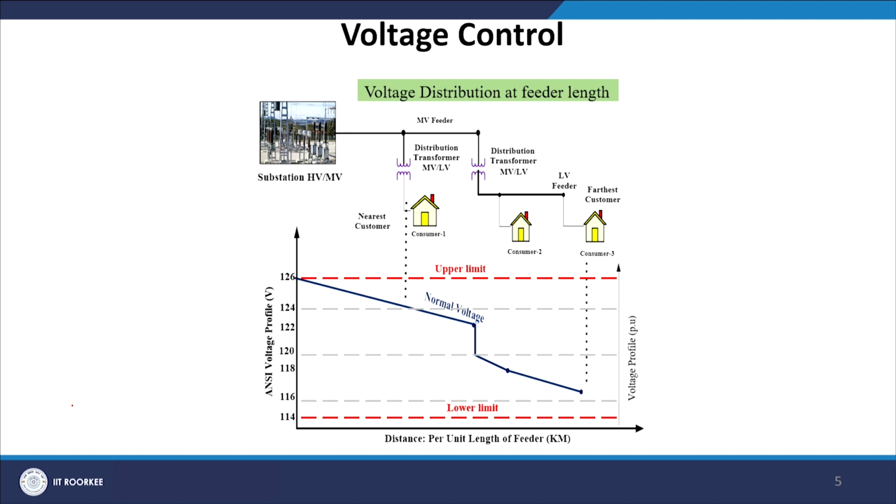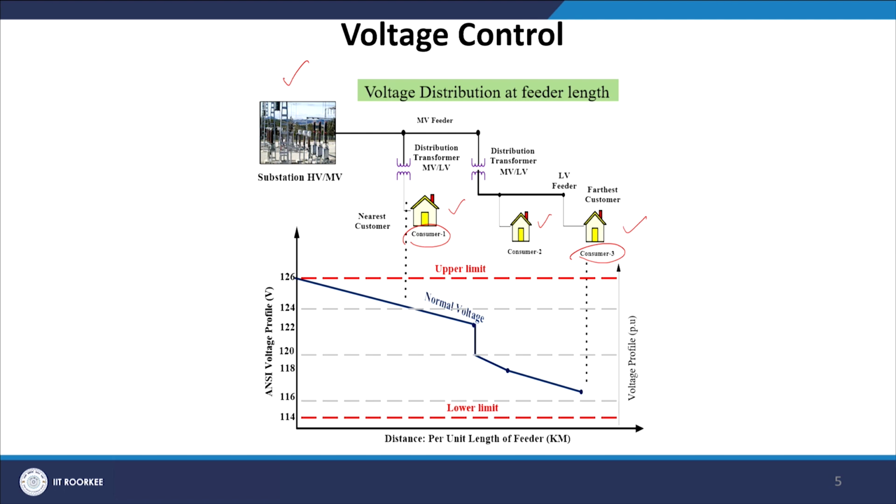Now, if you see the voltage issue here, let us concentrate on a substation. The consumers are connected at different distances from the substation. This is my consumer 1, consumer 2, consumer 3. What we are saying is, consumer 3, which is the farthest compared to the nearest consumer, which is consumer 1, will experience different voltages. But that voltage drop should be within a prescribed as well as reasonable limit.